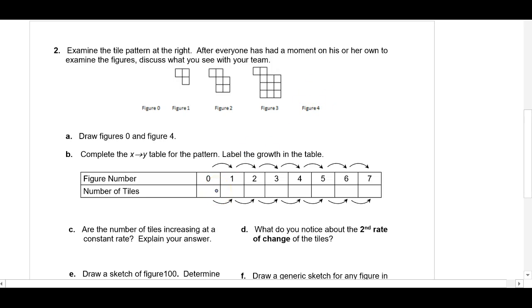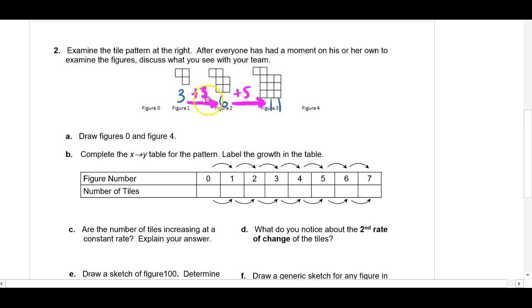Okay, now to figure it out, let's first count how many tiles there are in each one. Here I've got 3 tiles, 1, 2, 3. Then here I have 6 tiles. And in this third one, this is 1, 2, 3, 4, 5, 6, 7, 8, 9, 10, 11. That's 11. Let's see what the change is from each one to the next. From 3 to 6, the change is plus 3. We're adding 3. Then the change from 6 to 11 is plus 5.